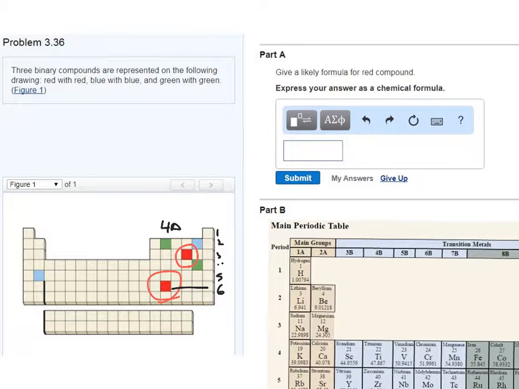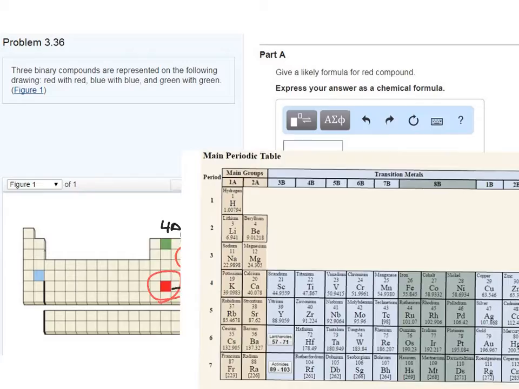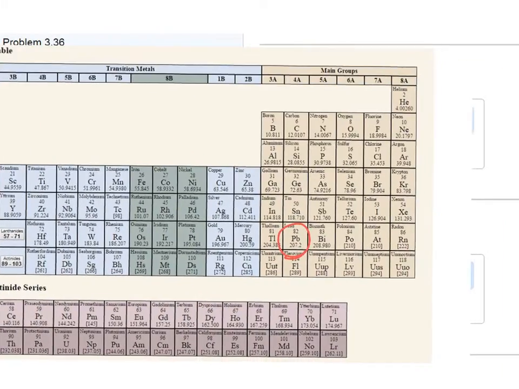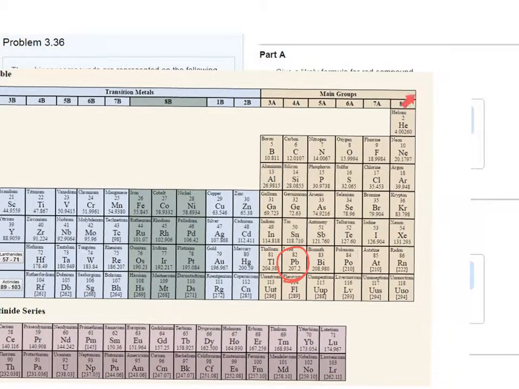Then my other element in the compound is going to be in group 6A and third period. So who's third period, 6A? So I come over here, third period, 1, 2, 3, group 6A, and my other element's sulfur. Now I know that sulfur wants to be 2 negative.